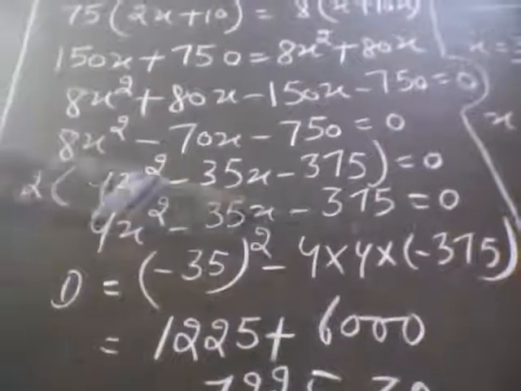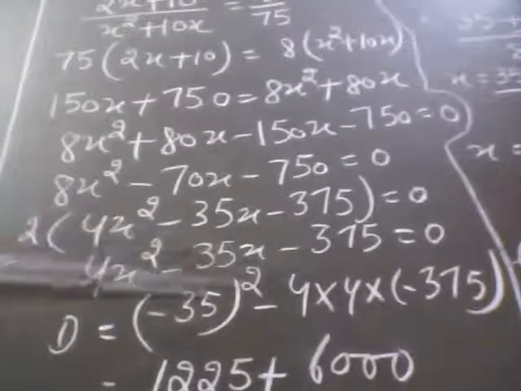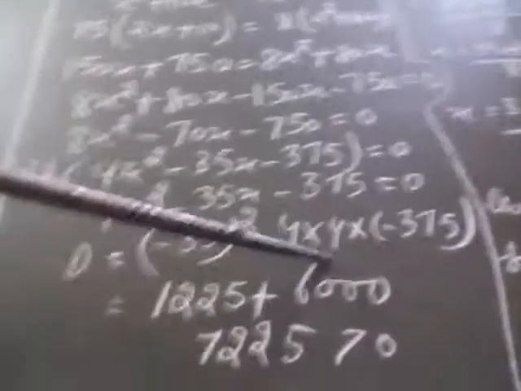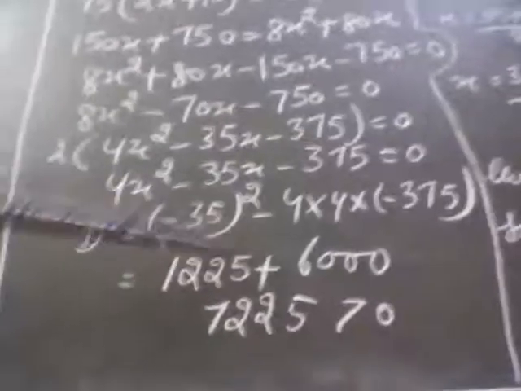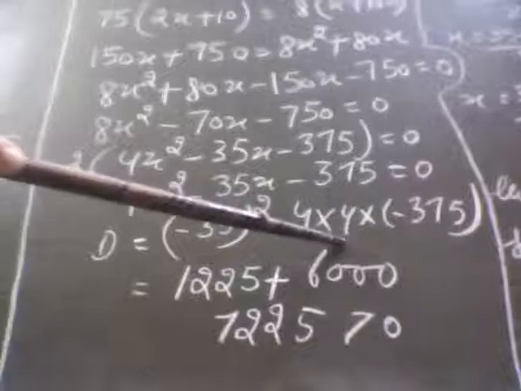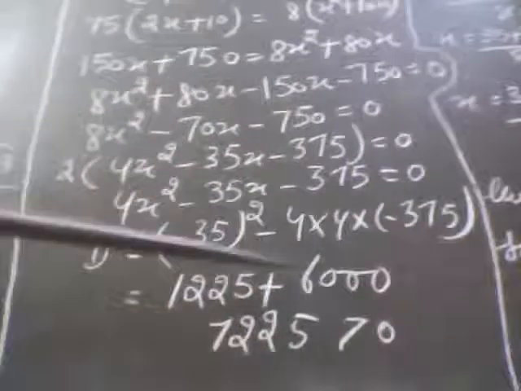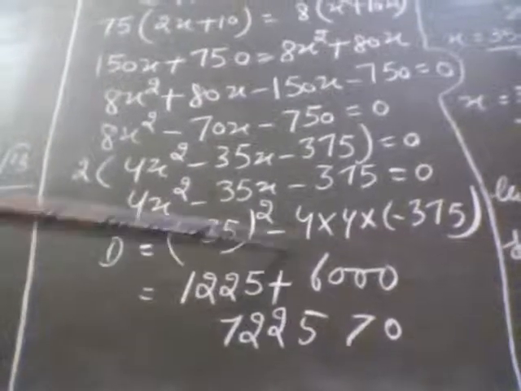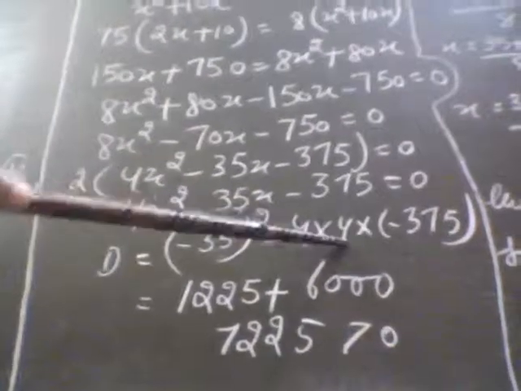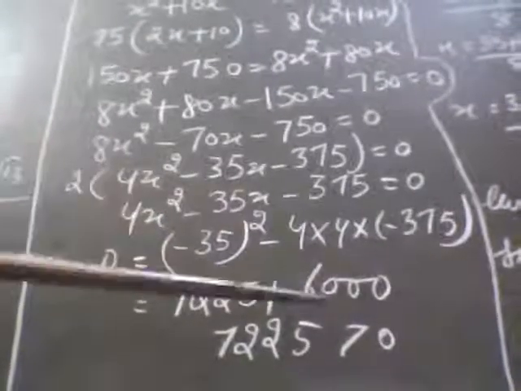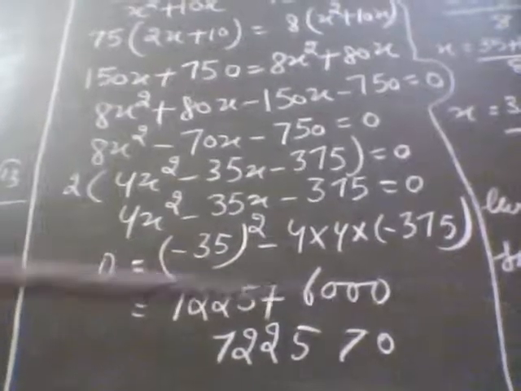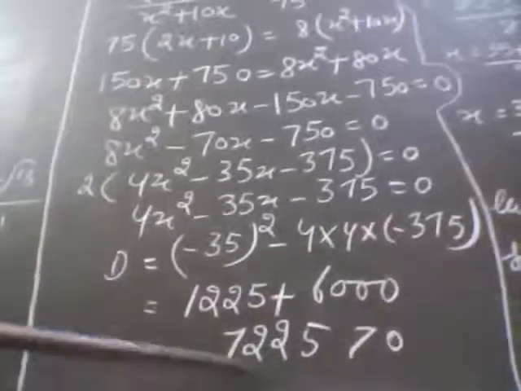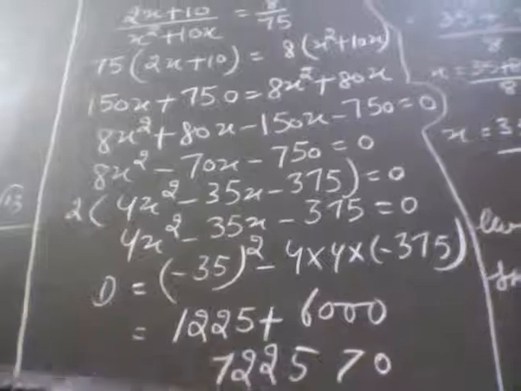Now again, by using the quadratic formula, we have to find out the value of x. So d is equal to b square minus 4ac. According to this, minus 35 square minus 4 into a is 4 and c is minus 375. So minus 35 square is 1225, and this minus will be plus. 4 4s are 16. 16 into 375, we got 6000. So 6000 plus 1225, we got 7225. That is a positive number, meaning greater than 0. So the roots will exist.